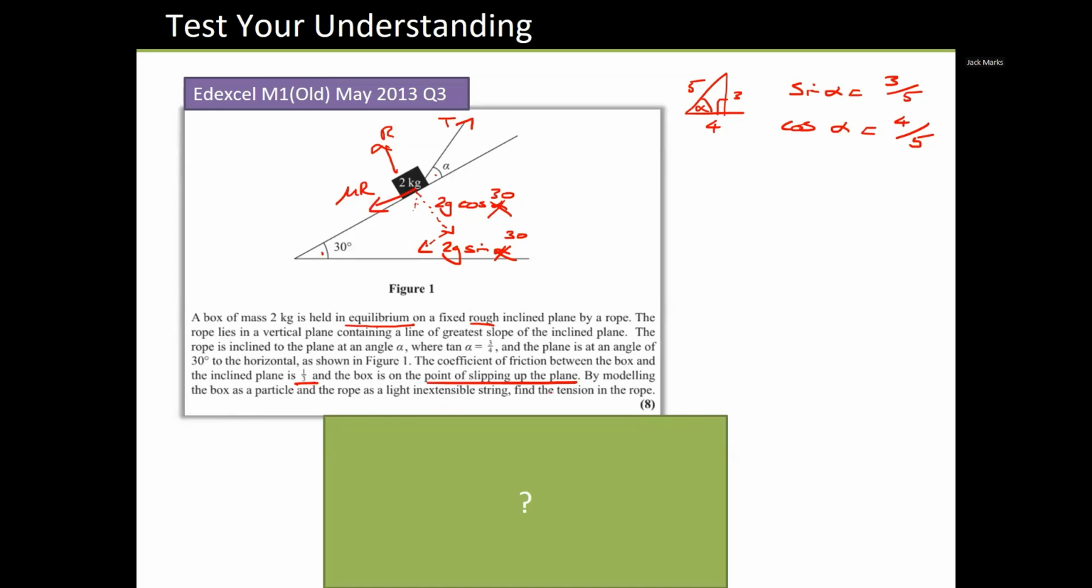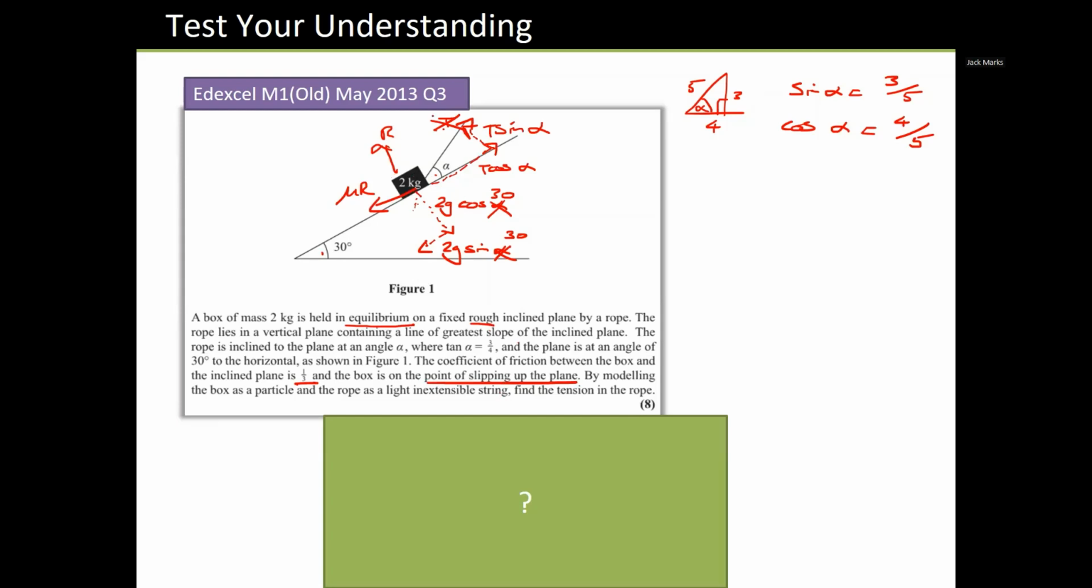Particle, inextensible string, find the tension. Okay, so they do want that one there. Right, let's finish off this force diagram then. So we want everything to be perpendicular and parallel. So this one then is going to be T cos alpha, and this one here is going to be T sine alpha. And now I'll get rid of that. So 1, 2, 3, 4, 5, 6. I've got 6 forces on my diagram, which is what you should have as well.